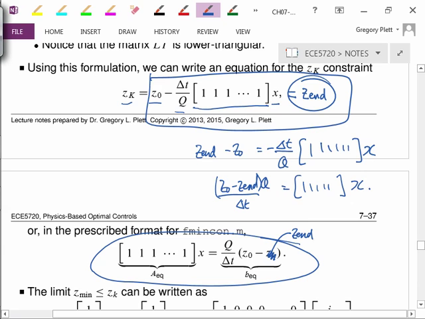So z0 is known, z end is the desired endpoint, that is known, q over delta t is known, so I can compute the B equality. In this case, it's just a scalar. It could be a vector in general, but for our problem, it's a scalar. And AEQ is just a bunch of 1s, a row vector of 1s, so that is also specified. So that is going to be our linear equality constraint for fmincon.m.